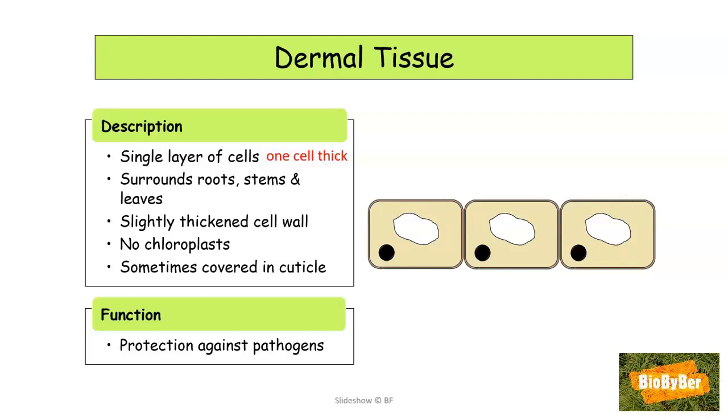Now, if dermal tissue is being used to exemplify the definition of a tissue, we must be able to show that all the cells are similar and they're adapted to carrying out the same function. All dermal cells are similar because they all have a nucleus, they have cytoplasm, and they have a vacuole. They form a single layer, and it's found, as we've said already, on the outside of roots.